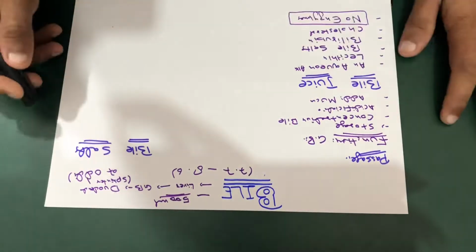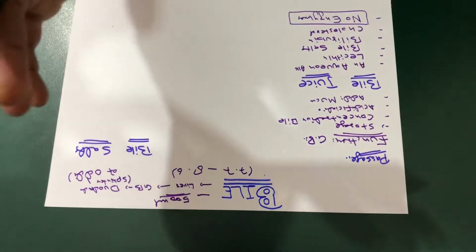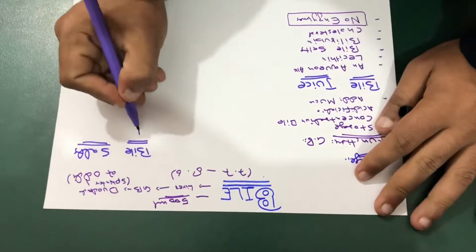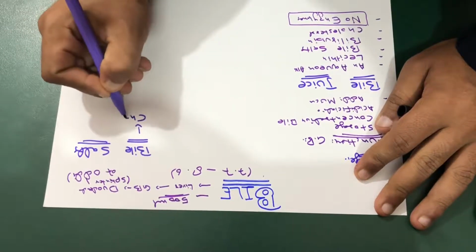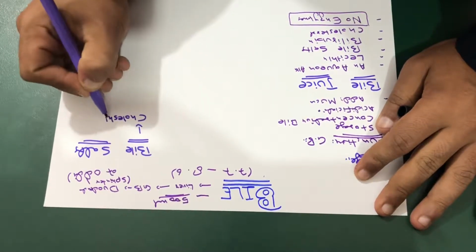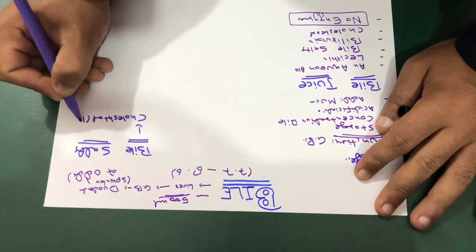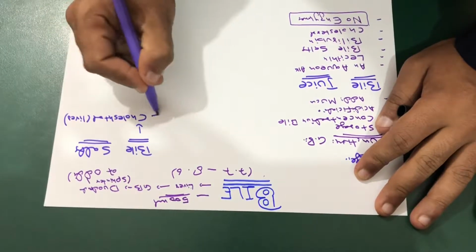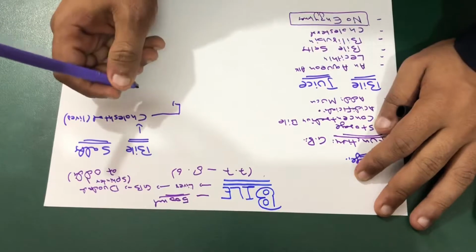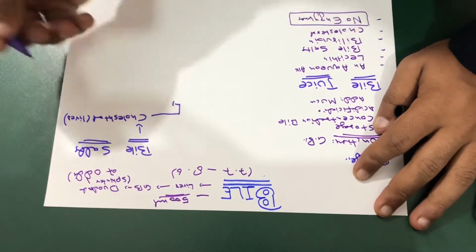Talk about the bile salts. So bile salts are very easy to remember. Remember that the bile salts are synthesized from your cholesterol. They are synthesized from your cholesterol in the liver. And what are those bile salts? There are two main constituents of the bile salts.